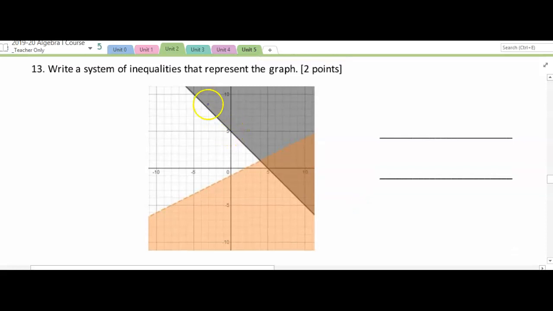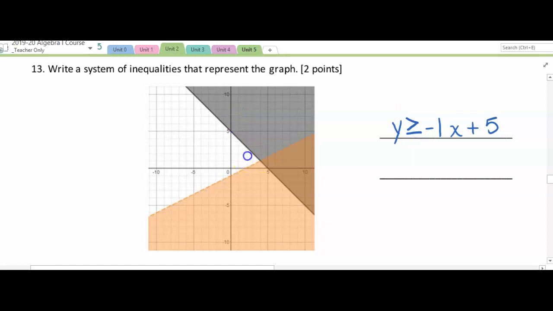For the black line, it's a slanted line, it's an oblique line, so I know I'm going to have it in the form y = mx + b. b is my y-intercept, so in this case it's 5. And my slope is down 1, right 1, down 1, right 1, down 1, right 1, down 1. It's a solid line, and I've shaded above the line. So I want it to be greater than or equal to because it's solid.